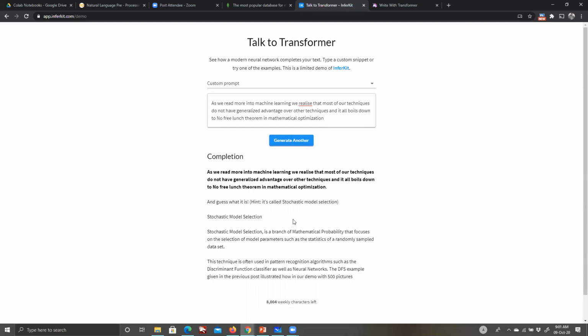So basically, I'm talking about the no free lunch theorem, that no algorithm is inherently better than the other one. It just depends on the context or the problem statement. Some techniques work better with images, some work better with text, but there's no technique which is inherently better than the other. That is the no free lunch theorem, and it completely went in some other direction. It is more about stochastic model selection, which I was not trying to get at.